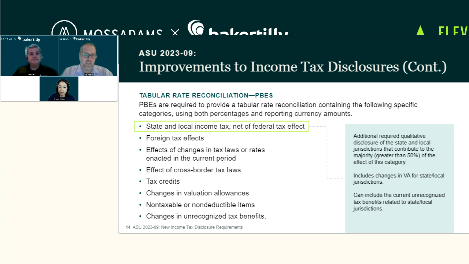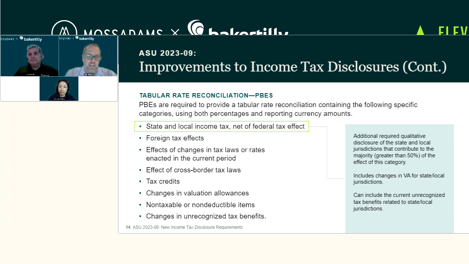This one has an interesting specific disclosure related to it that requires the company to qualitatively disclose the state taxes by jurisdiction, or the jurisdictions that contribute to the majority, that are greater than 20% of the overall tax effect. Also, as you're thinking about what goes into this category, you would include changes in the valuation allowance for state and local income tax. And you'd also have the optionality with regard to unrecognized tax benefits, whether to include the current build on a state uncertain tax position in that category.